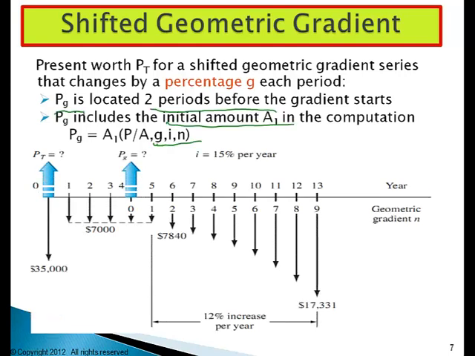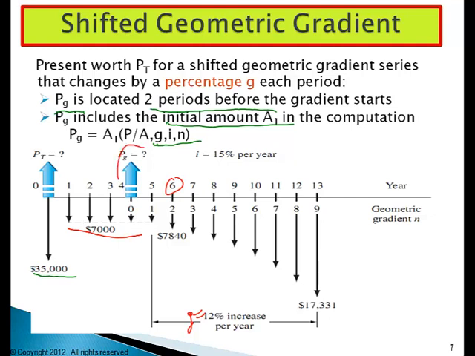Take a look at this geometric series, which has some additional cash flows. There's a $35,000 investment in year 0. There's a $7,000 series, but let's not call it a base amount, and it goes from years 1 through 13. And there is an increasing gradient where little g is equal to 12% per year, and it starts in actual year 6. We will use the sequence, and i equals 15%, to find two numbers.